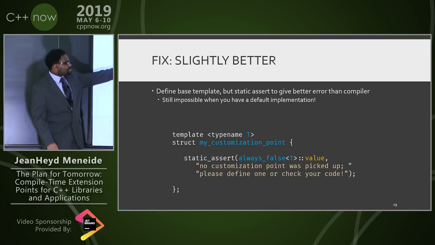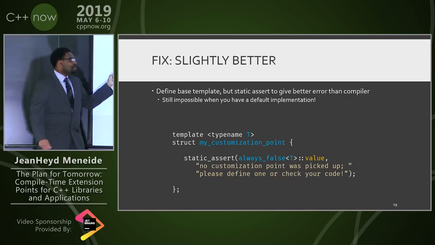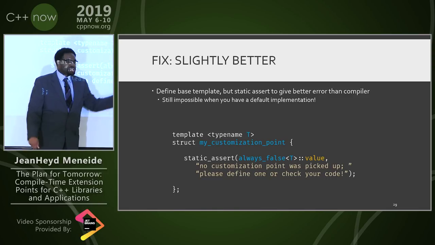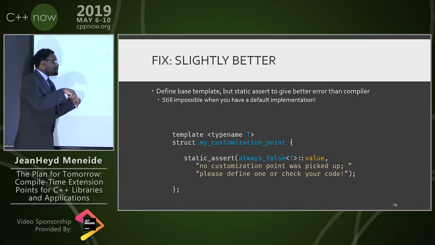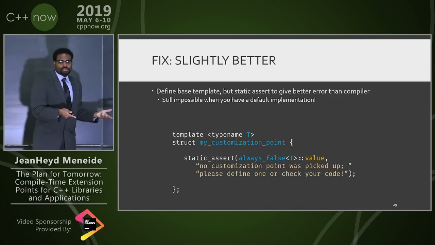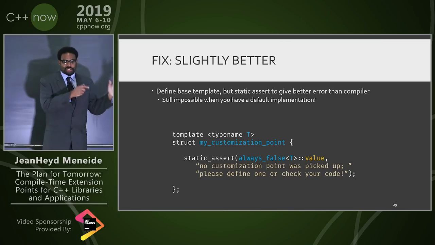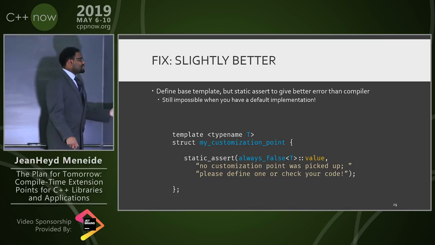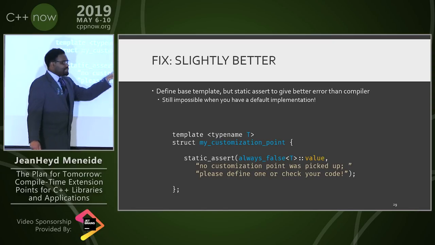The other thing is you can write a nicer version of this where you actually define it, but you static assert on it. Note that you have to use this trick, always false, where you provide the template into it. It's always going to evaluate to false. The colon colon value is always going to be a static constexpr bool value equals false. The idea here is that you have to do this because static assert is evaluated eagerly.